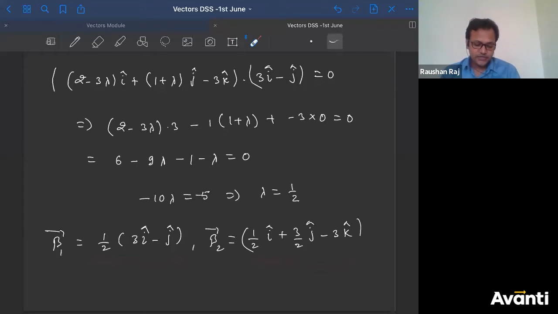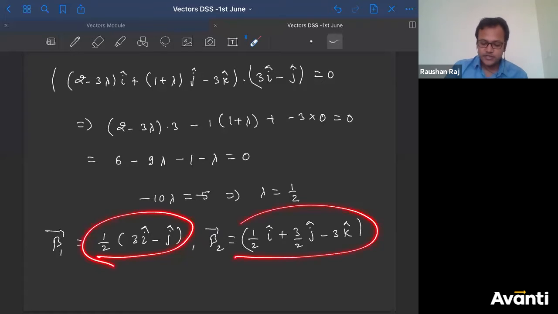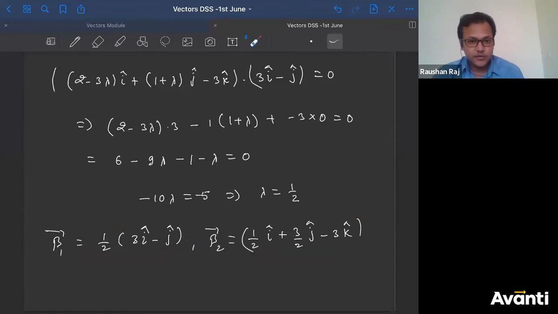Alright guys, so this is how I can find beta 1 and beta 2. So now I can say that beta is equal to beta 1 plus beta 2, where beta 1 will be this, beta 2 will be this. Guys, did you understand this? Click yes if you have understood the solution. I have just followed the question.